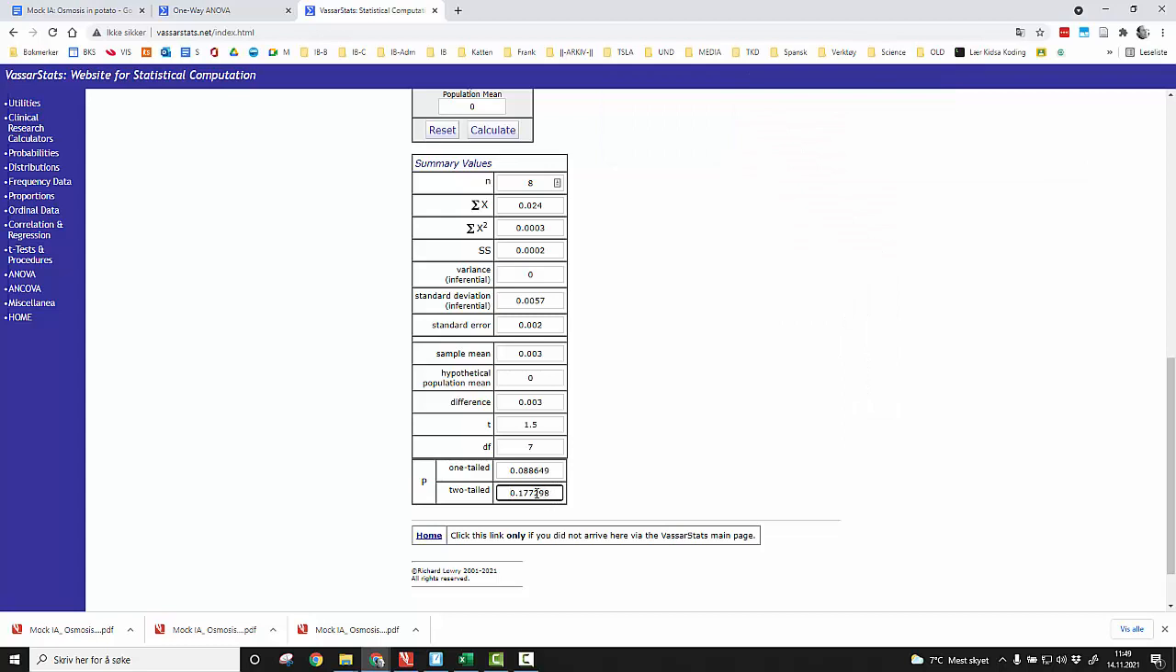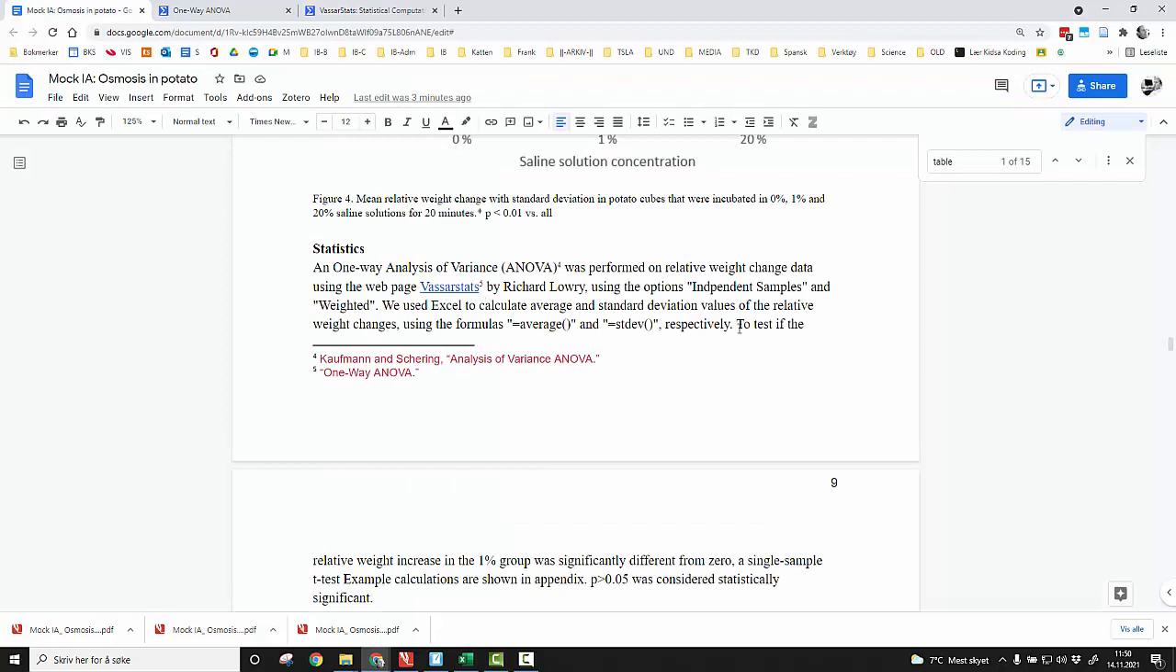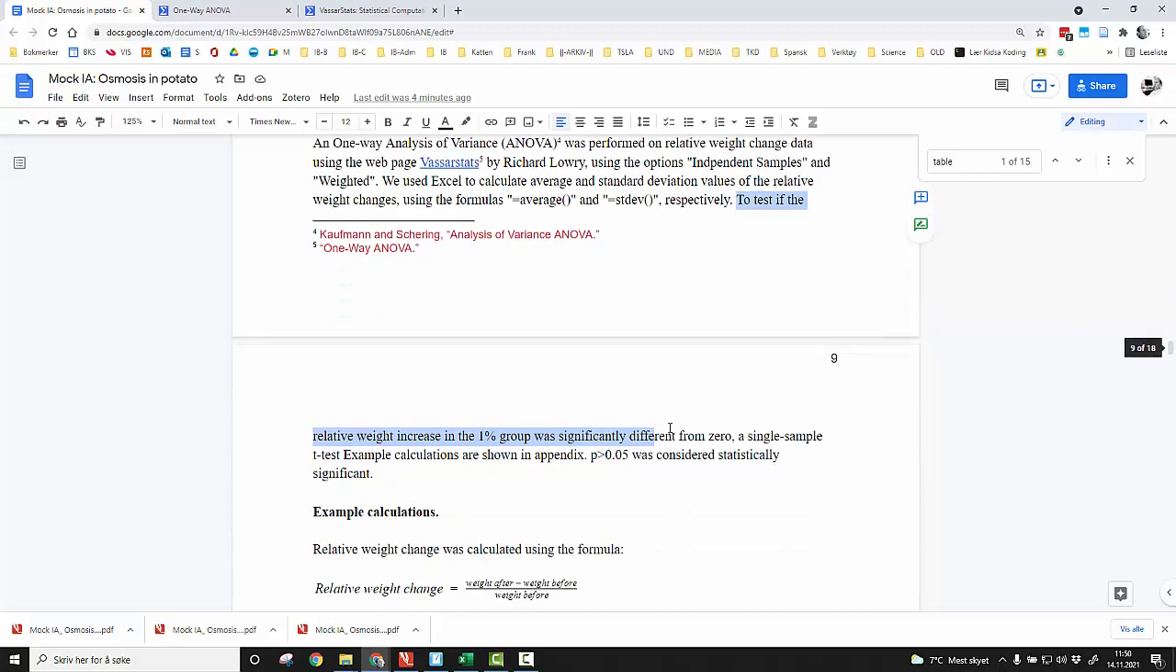This means basically that if you did this experiment, you can assume that this value actually is 0, or 0 is within the range of this average. So that's what we're talking about, to test if the relative weight increase in the 1% was significantly different from 0. We used blah blah blah. T-test also from Wasserstats.